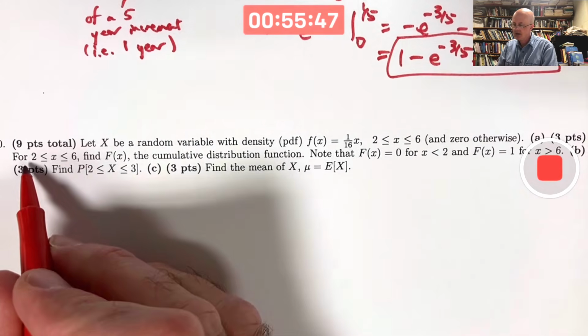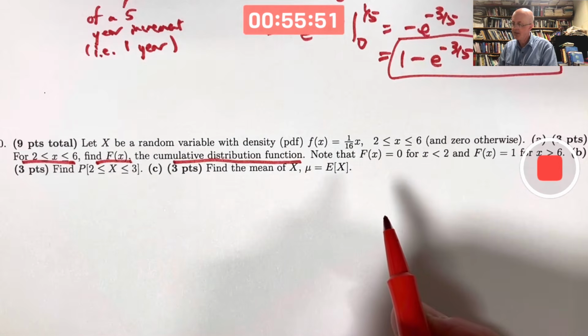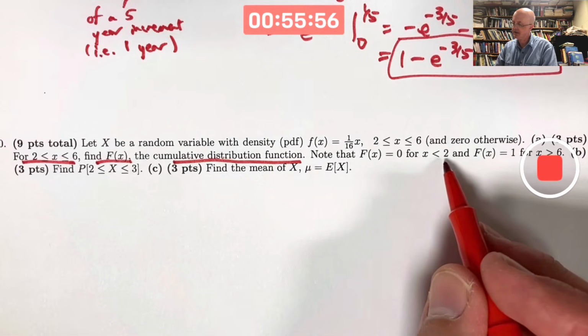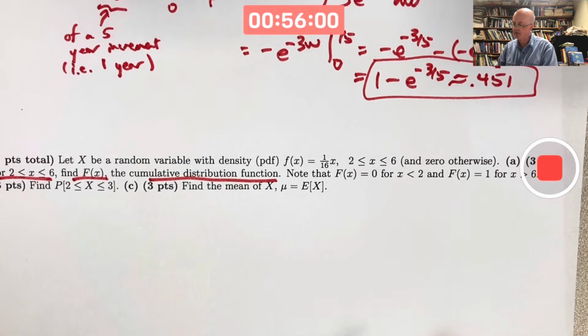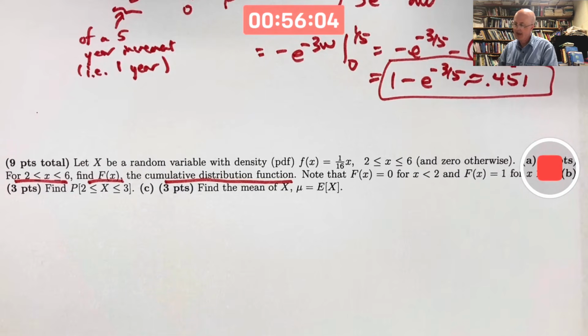For little x between 2 and 6, find capital F of x, the CDF. When x is not between 2 and 6, f of x is 0, when x is less than 2, and capital F of x is 1 when x is greater than 6, for some technical reasons. We want to assume it's defined for all x. Part A is to find that. Let's go ahead and do that.